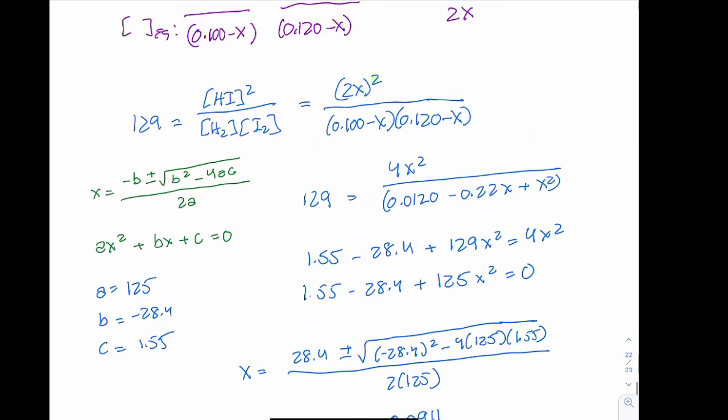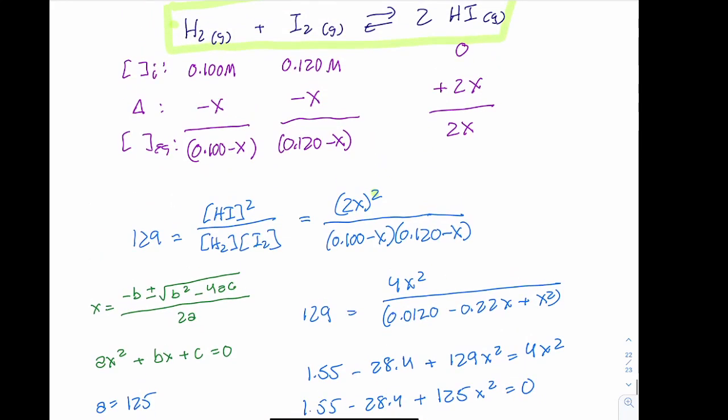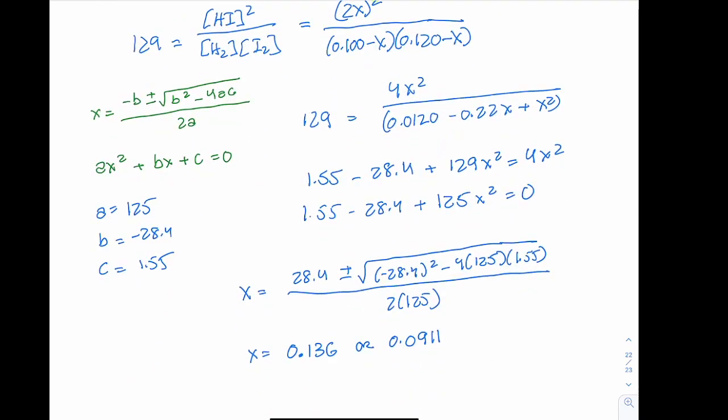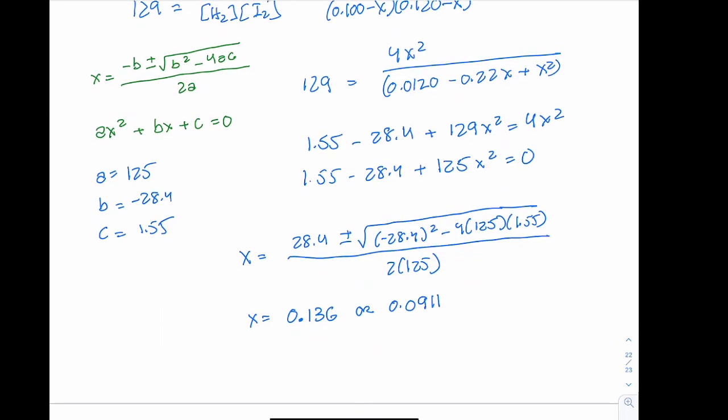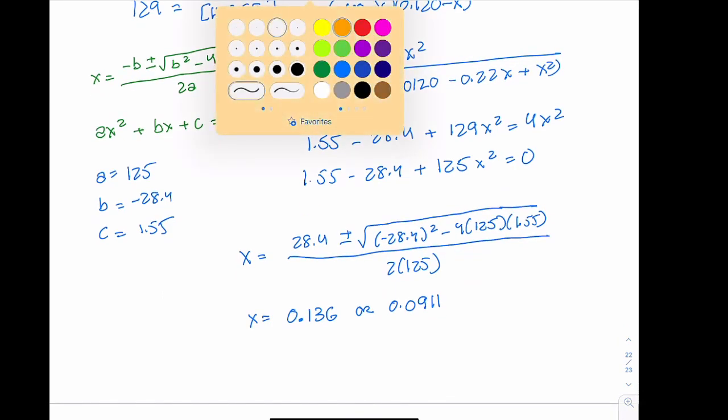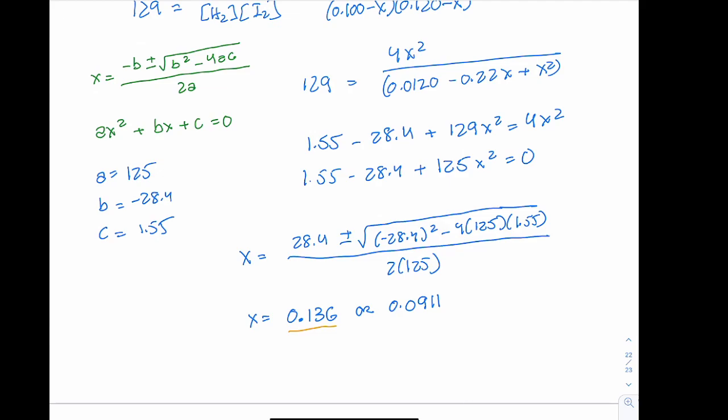Here, they're both positive. But if I go back up and look at my initial concentrations, one of them was 0.100. The other was 0.120, right? That's how much we had to begin with. I can't lose 0.136 if I only started out with 0.100, right? We can't lose more than we started out with. So this value is larger than my initial concentration, so that doesn't make sense. So this is the one that we want to choose.